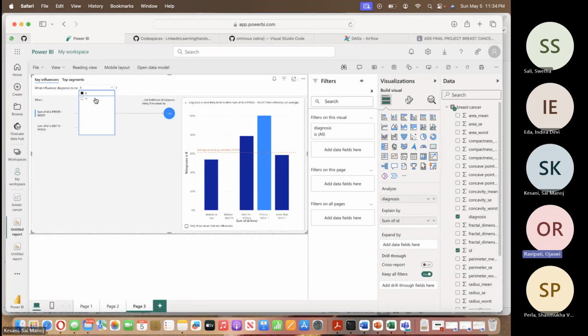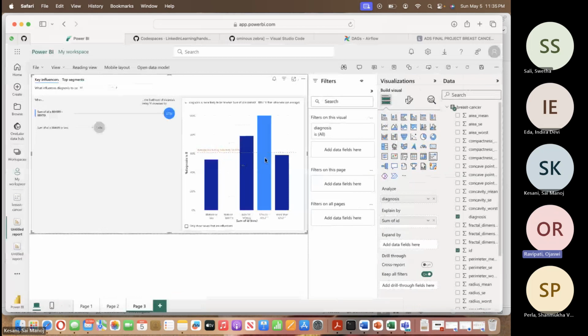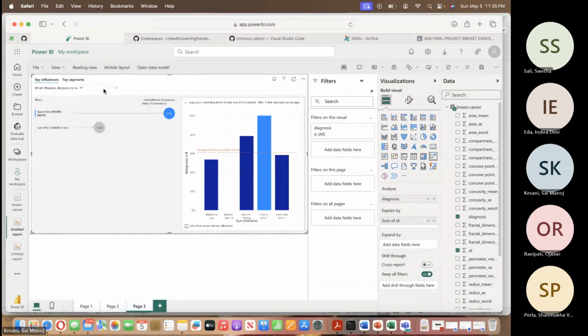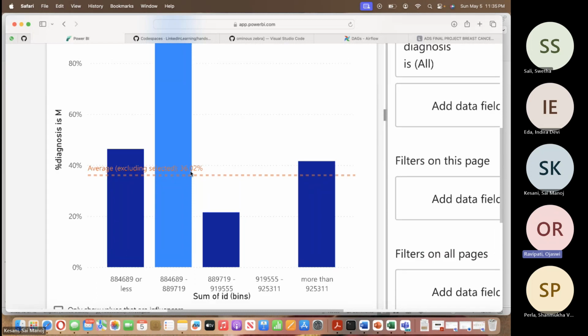And while taking the malignant case, the sum of IDs shows a range of diagnosis of 2.78, and the sum of IDs is less than that, showing 1.4x. The average shows 36.02 percent.